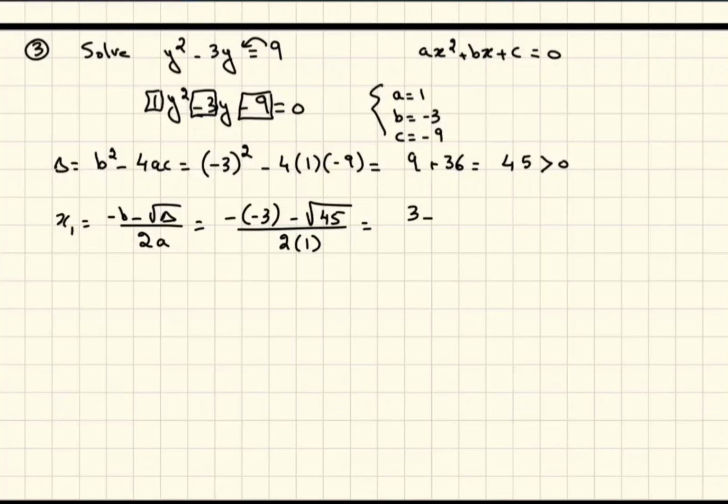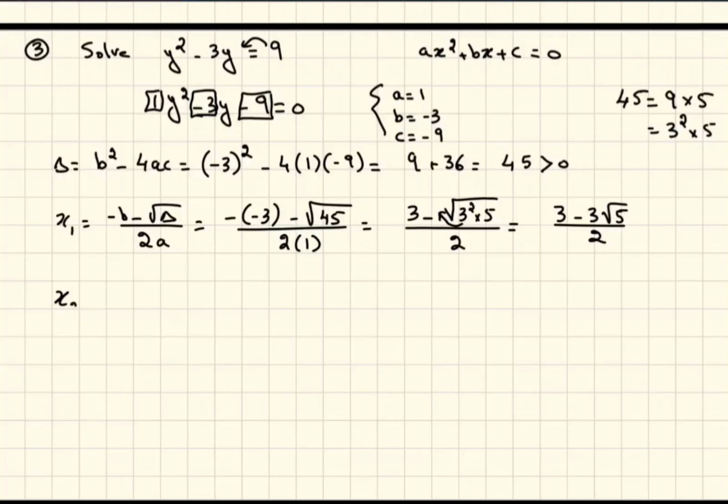So we get 3 minus, now radical of 45. If you have a calculator, it will give you your final answer in simplest form. But I know 45 is equal to 9 times 5, and 9 is 3 squared. So 3 squared times 5, I know that the 3 squared can go outside as 3. So we get 3 minus 3 radical 5 over 2. This is the first root. And the second root, applying the same idea, you get 3 plus 3 radical 5 over 2.